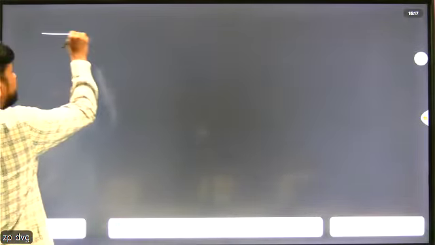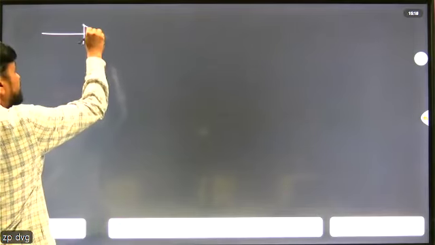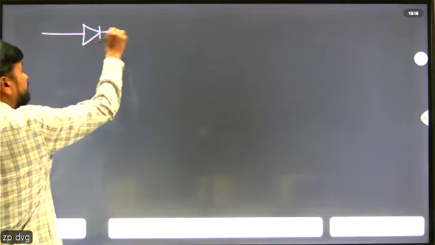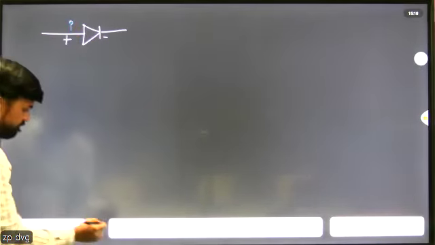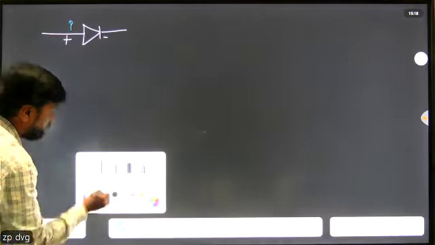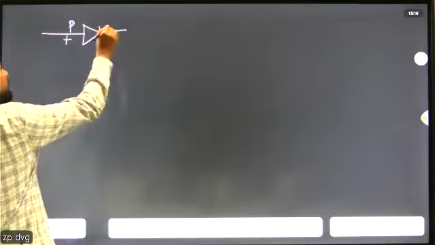The circuit symbol of semiconductor diode is like this. One horizontal line and then a vertical line like this. Here you can call it as positive. Here you can call it as negative. So this is the P side and N side.